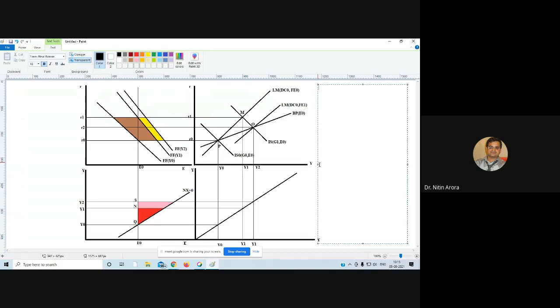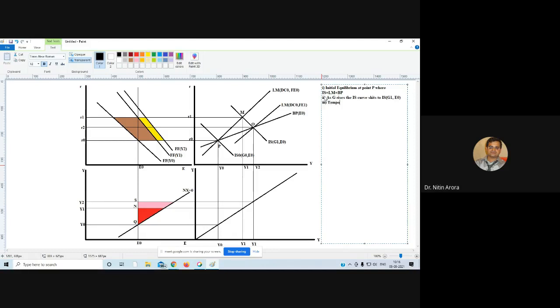So, initial equilibrium at point P, where IS is equal to LM is equal to BP, right? Number two, as G rises, government expenditure rises, the IS curve shifts to IS G1. Exchange rate is fixed, but government expenditure has increased from G naught to G1, so it has shifted to the right from IS G naught.